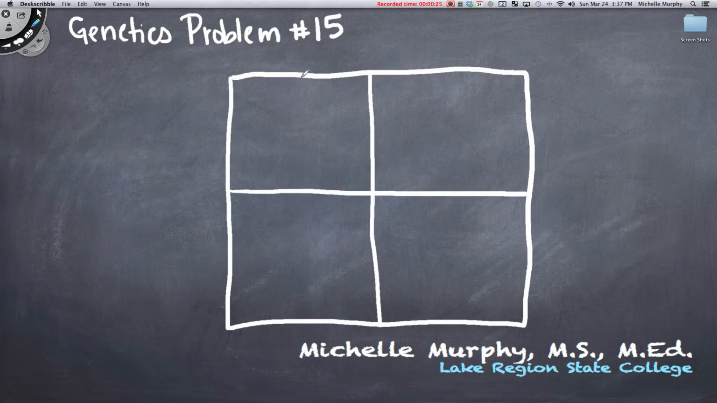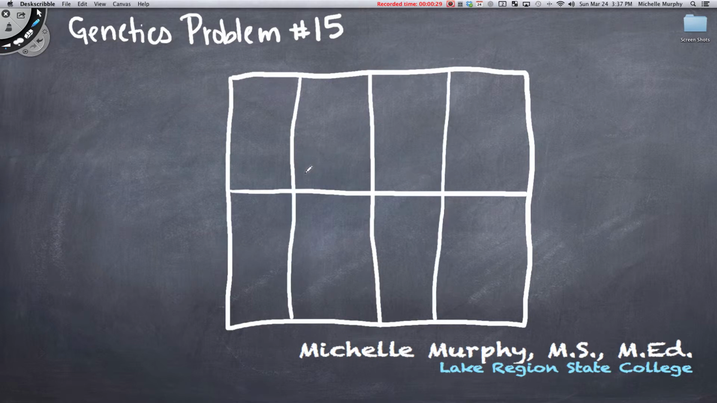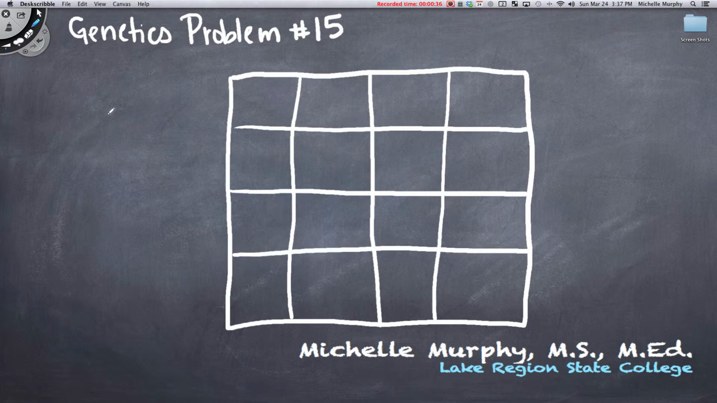Now we have two. Instead of 4 squares, if we have 2 traits, we need 16 squares. If we were looking at 3 traits, we would need 64 squares. And you can see that very, very quickly it becomes very complicated. So in Cocker Spaniels, we have black coat and red coat. Big B, little b. Dominant is black, recessive is red.